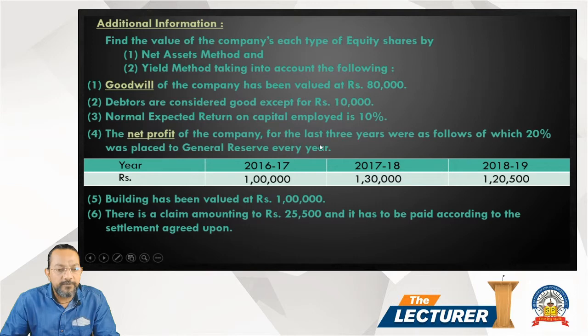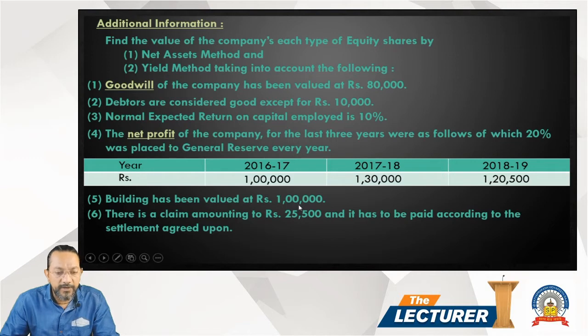The net profit of the company for the last 3 years were as follows, for which 20% was placed to general reserve every year. So every year the company transferred 20% to general reserve, that is known as appropriations. The year-wise profit: 16-17, 1 lakh; 17-18, 130; and 18-19, 125.